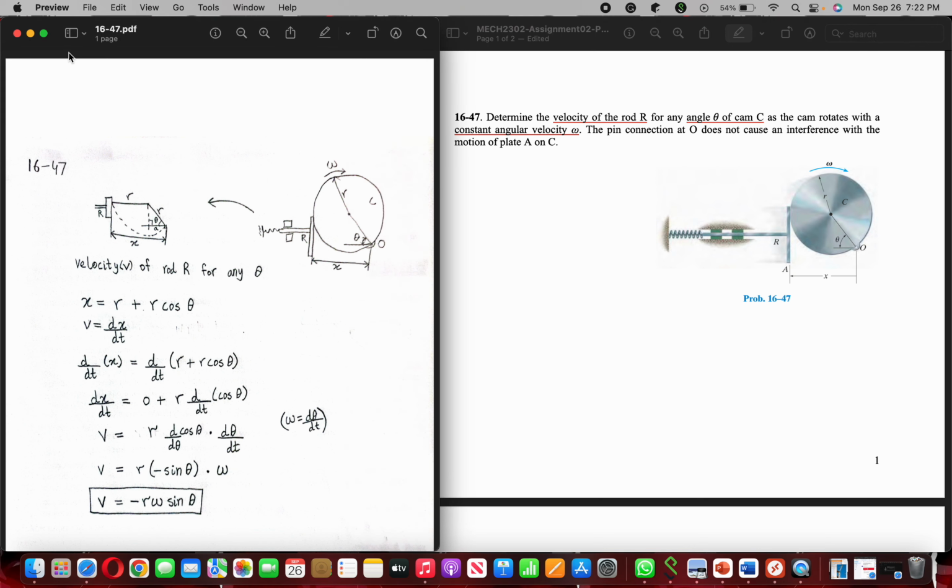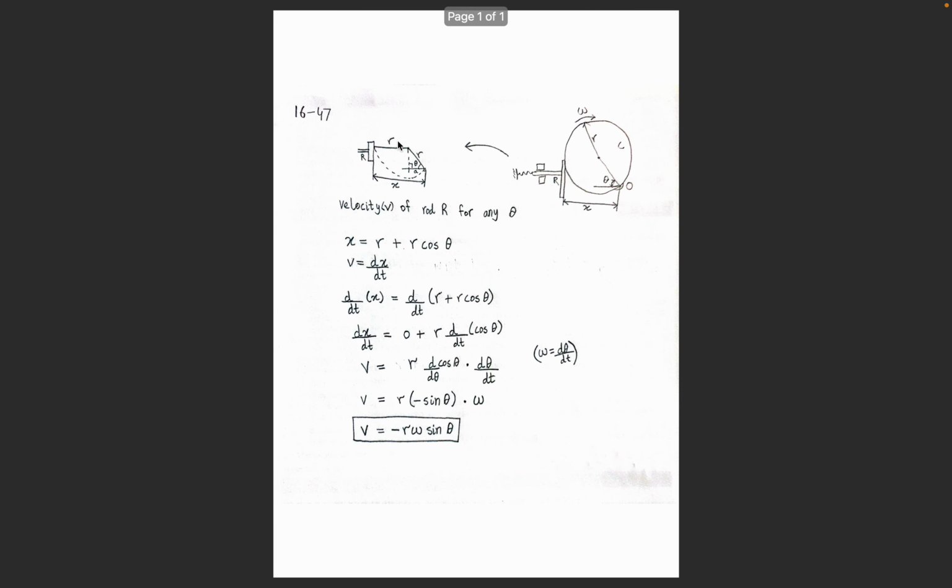When we begin our answer, first we draw the diagram and then simplify it in the form of the area which we are concerned with. So as you can see, this is X, this is the rod R with velocity, this is plate A, and this is the area of plate C we're concerned with. From the diagram we can see that this is angle theta and this is radius R.